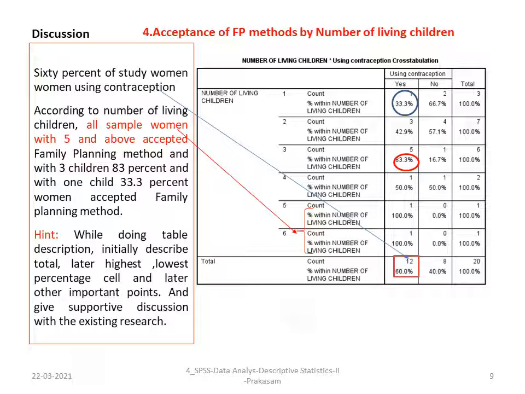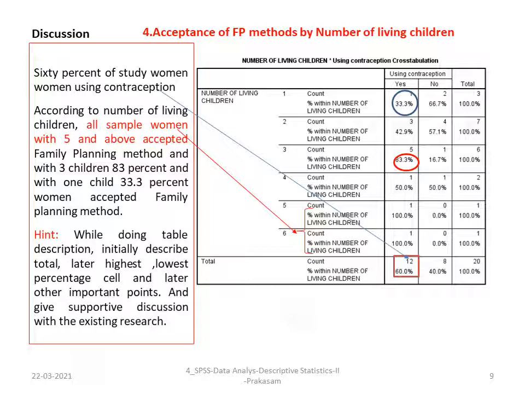Then coming to women who have 3 children, 83% of them are accepting it, and among women with 1 child, 33% are accepting it. That means the remaining women are not accepting. Among women having 1 child, a higher percentage are not accepting it. But as the number of children increases, more women are accepting family planning. Like that you can conclude.